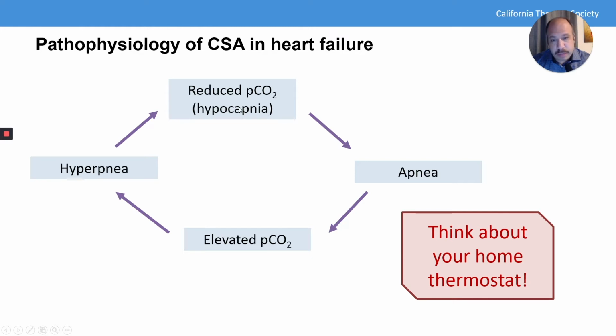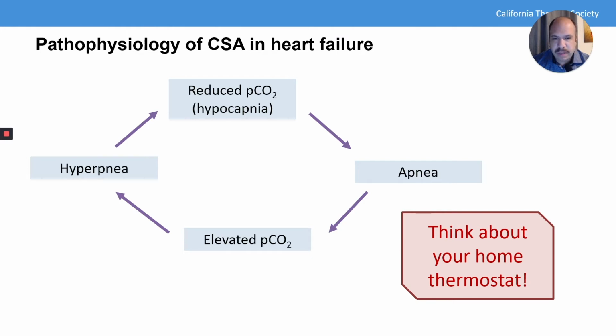And so when that happens, you get an apnea, which then elevates your PCO2, leading to compensatory hyperpnea, and then that will, in many cases, lead to another reduction in PCO2 below the apneic threshold, and lead to hypocapnia, and the cycle perpetuates. It's often been useful for people to think about this as analogous to a home thermostat.